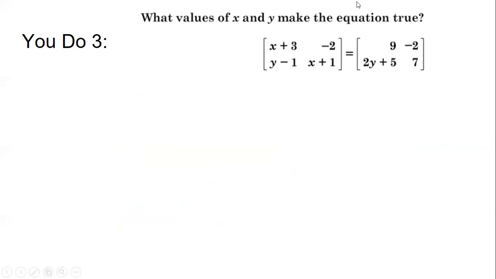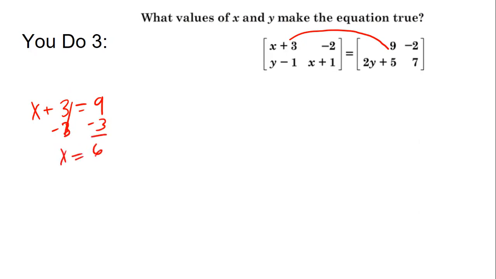Here we go. So I'm in row 1, column 1 has to equal 9. So X plus 3 has to equal 9. So what is X? 6. I'm doing it all just in case someone asks how you got that. So X equals 6. They match up. Uh-oh, we have to do a little bit of math.